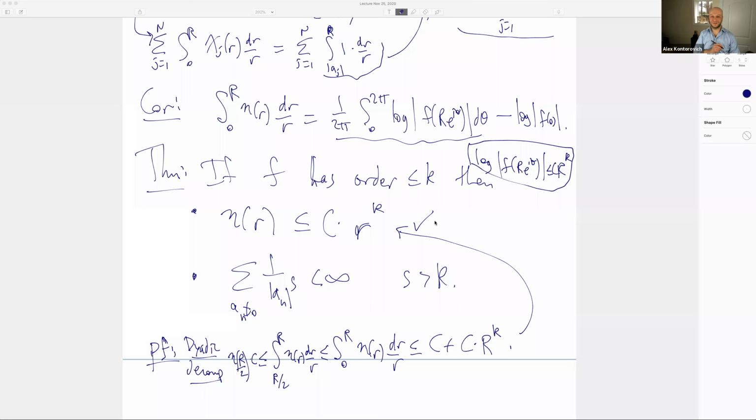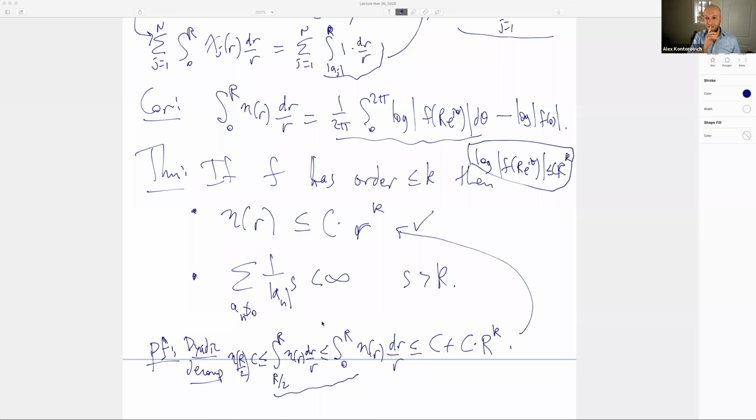Are you happy with that? Sriram, something you don't like? So what was the dyadic decomposition part over here? It was to think about not the full range 0 to r, but just the range r over 2 to r. Okay. And we're going to do another dyadic decomposition right now. But the proof is okay.